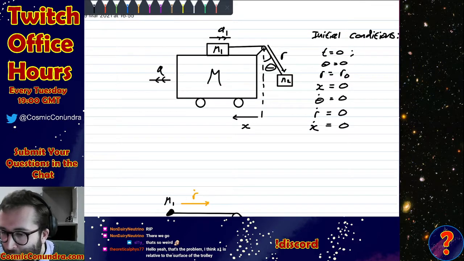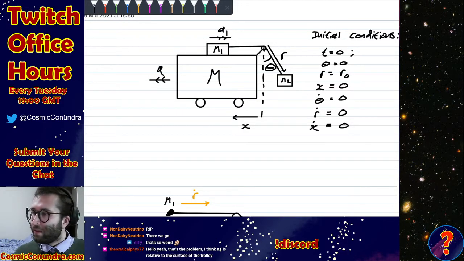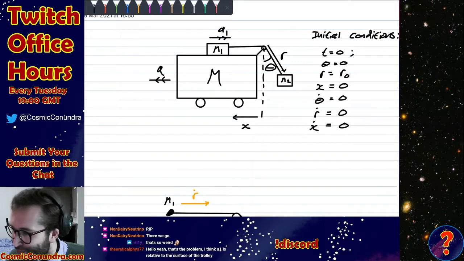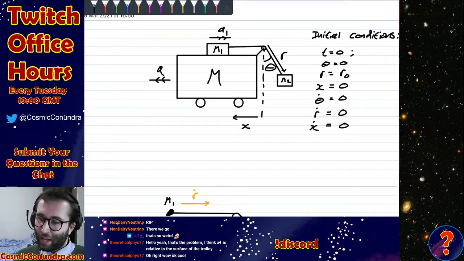Oh yeah, that's the problem. Oh, A1 is relative to the surface of the trolley. Okay, that's fine. So the way I'll look at it is not to explicitly find A1, because as far as I'm aware, I don't think you can solve this problem exactly. I think you can only solve it using a number of approximations. If you found all the equations of motion for this, I don't think you could solve them exactly without some approximations.